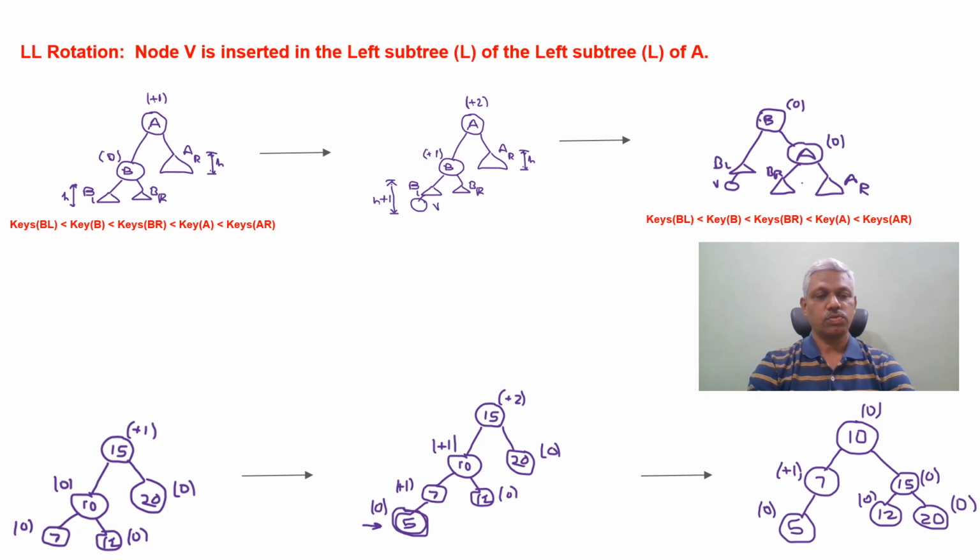15, 10, 7, 12 and 20, the balance factors are calculated, and vertex 5 is added in the left subtree of 15. 15 has lost its balance. So we push 10 upwards, we take 15 as the right child of 10, and then the right subtree of 10 is taken as the left subtree of 15. Like this, again if we calculate the balance factors, balance is achieved.